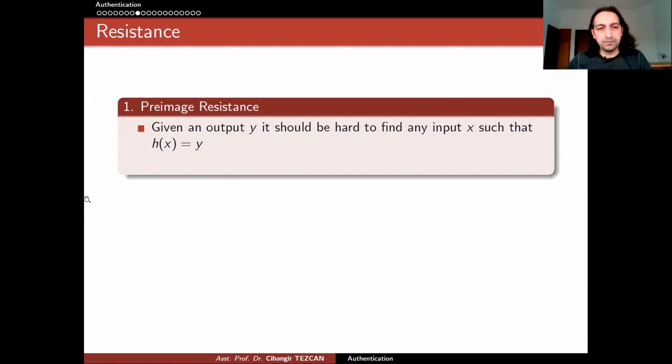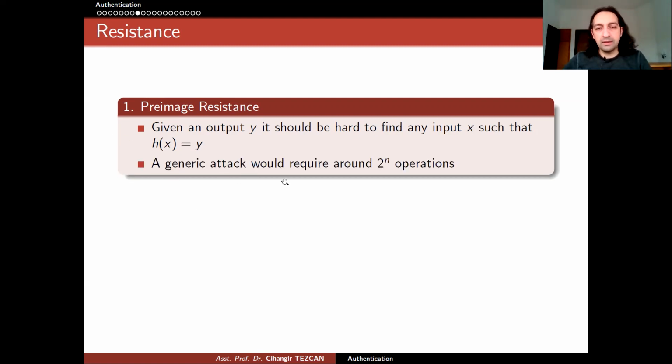This is important because the input space is really huge, but the output space compared to it is small. So there will be many different inputs that give you the same output. This is called a collision, and we want the hash function to be secure so that those cases do not happen.